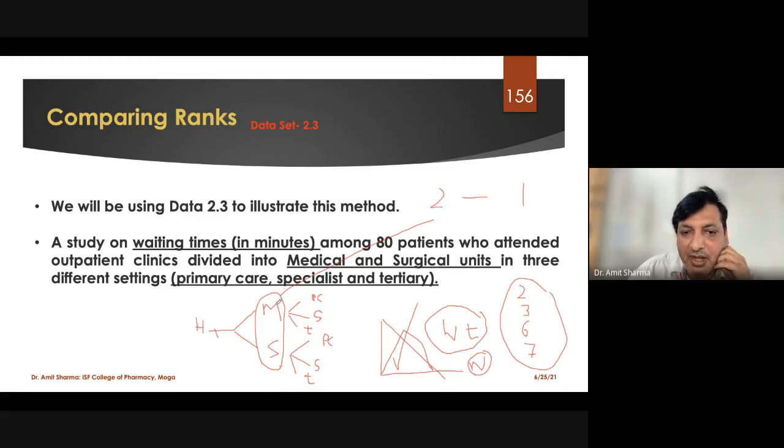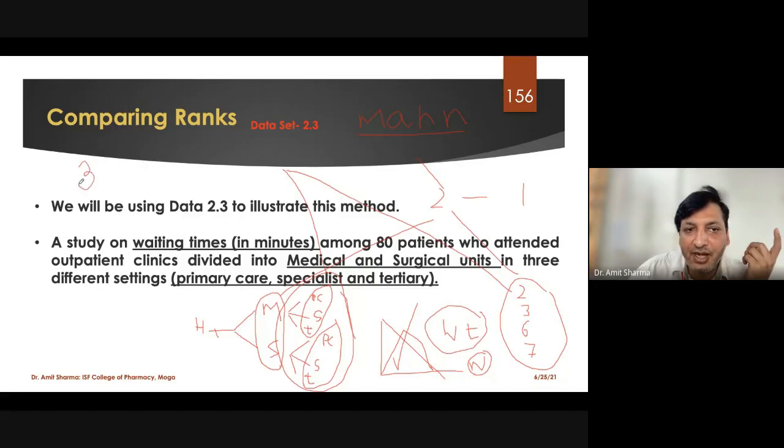So when we are comparing only the medical and surgical ward with waiting time, the test will be the Mann-Whitney U test. And if the categories increase, for example, based upon the different settings we have primary care, specialty, and tertiary, three categories under each, three here, three here, then when comparing these categories with the waiting time, the test will be different, because here we are comparing three categories. Then the test will be the alternative of ANOVA, called the Kruskal-Wallis test.